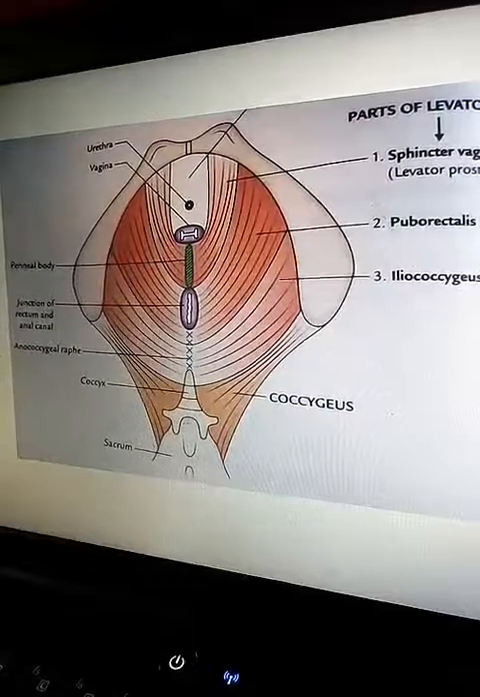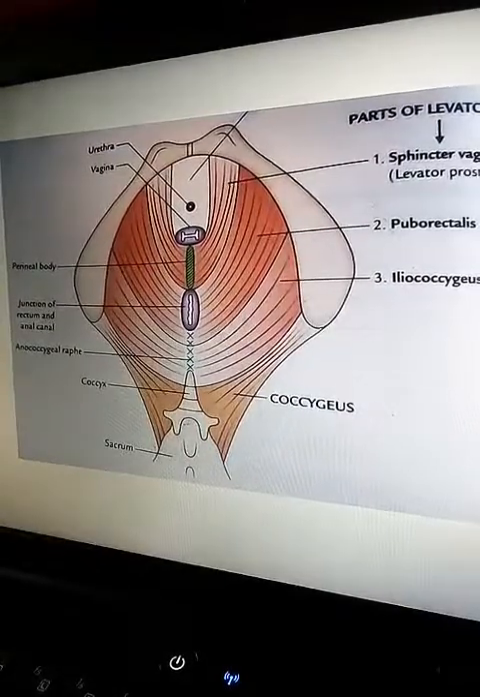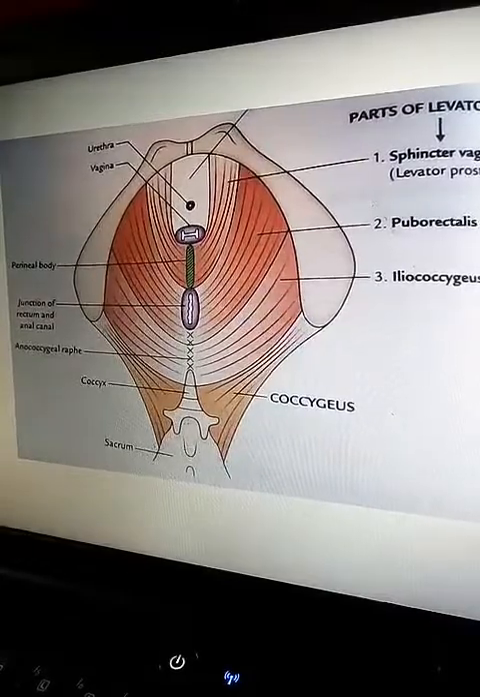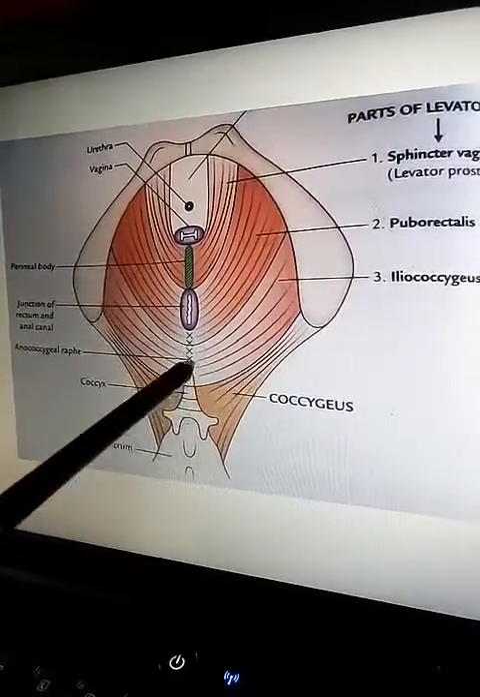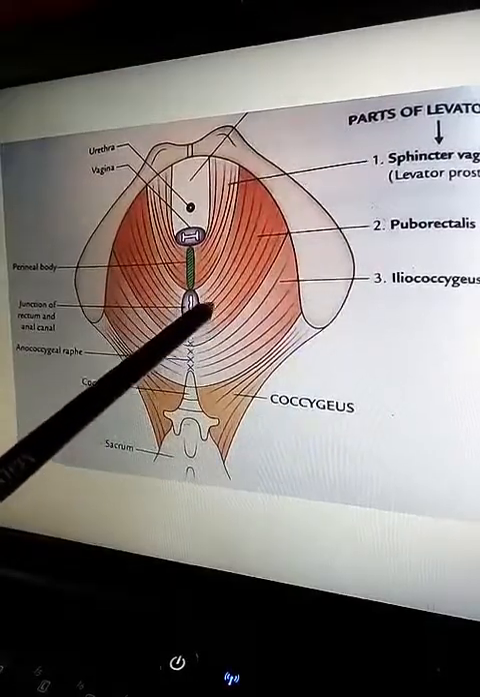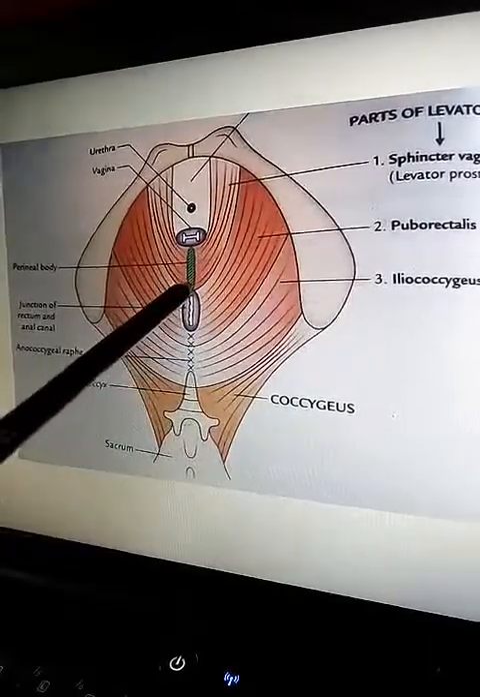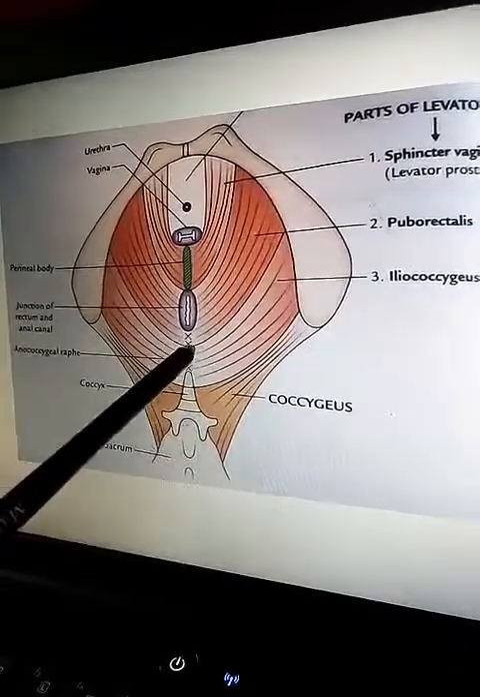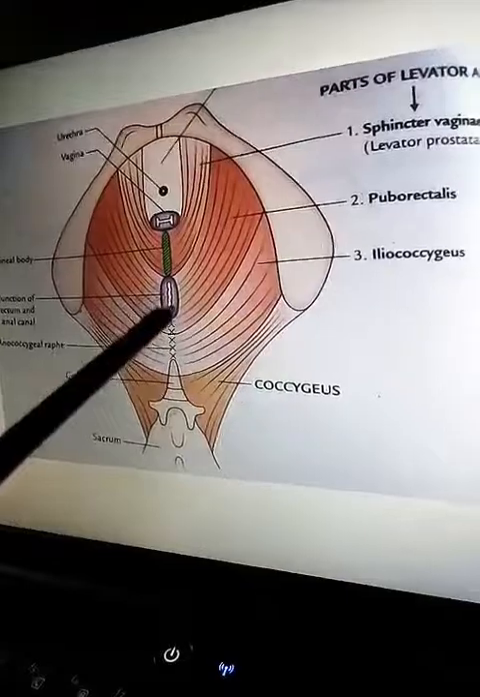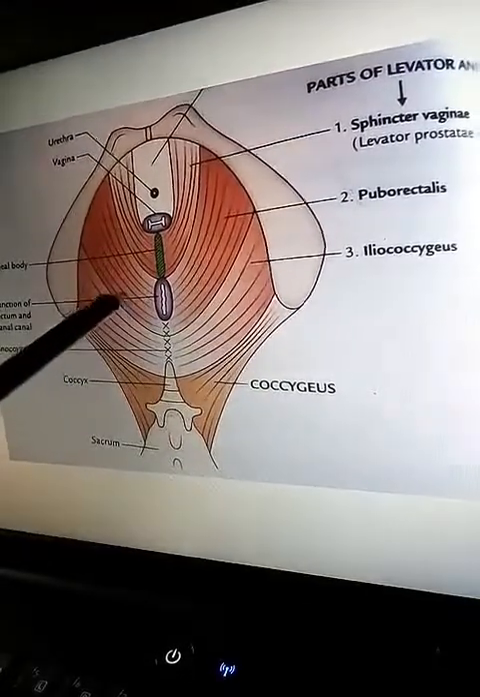So it must be clear to you that the urogenital diaphragm is different and the pelvic diaphragm is different. Another hiatus is the hiatus rectalis. It is a round opening between the perineal body and the anococcygeal raphe. It provides passage to the anorectal junction.